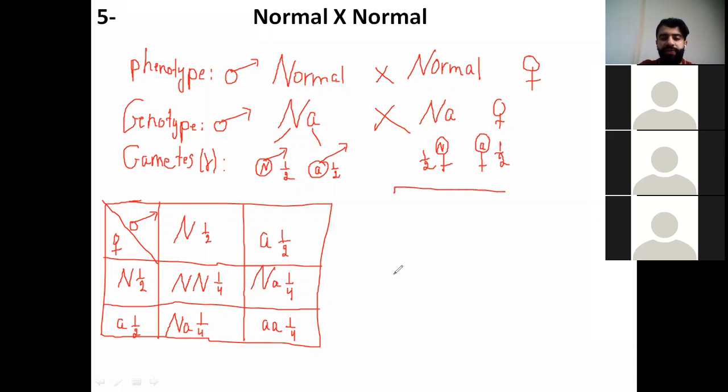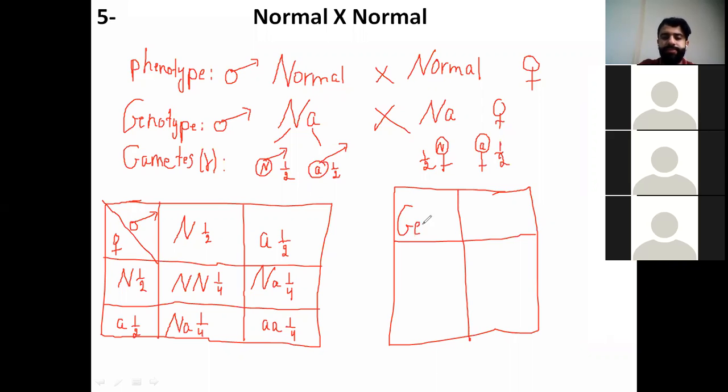Moving finally to the table of results, we have to divide it into genotype, which will lead to the phenotype. So genotype and phenotype. In the genotype, what do we have? We have NN, which is 1 over 4. So you have to put NN 1 over 4. NA, you have 1 over 4 plus 1 over 4. It will be half. So NA is 1 over 2. And the last one, AA, is 1 over 4.